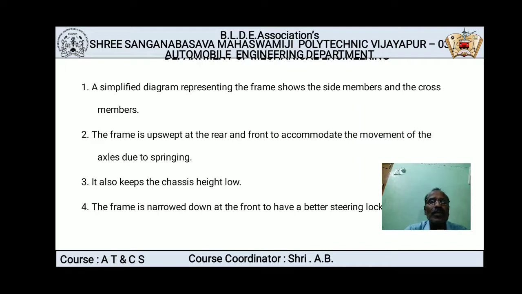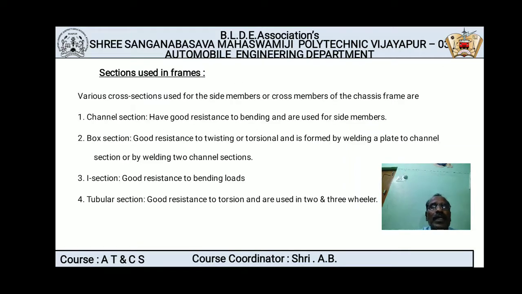Now, the frame is narrowed down at the front to have better steering lock. For having better steering at the front side, the frame is made narrow. This is the construction of the ladder type frame. Now, sections we use in the frame construction are channel section, box section, I section and tubular section. Why do we use the channel section? They have good resistance to bending, and that is why we use these channel sections for the side members.